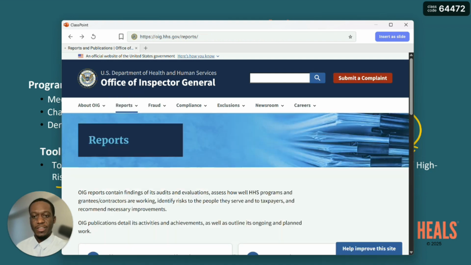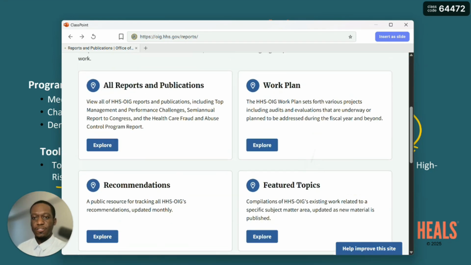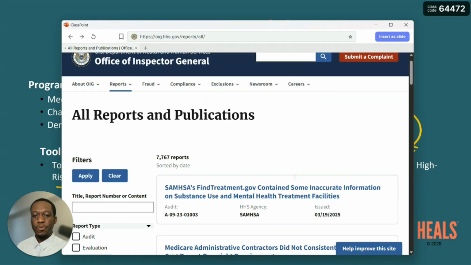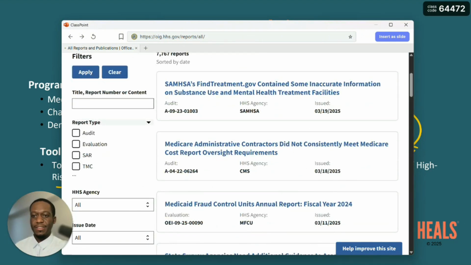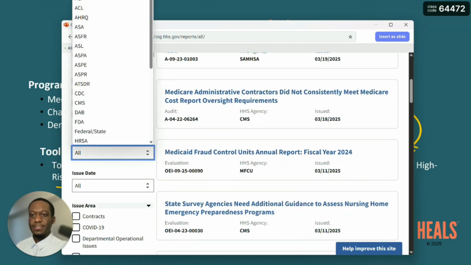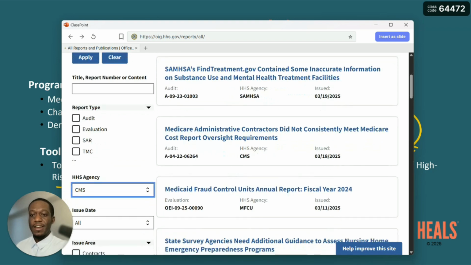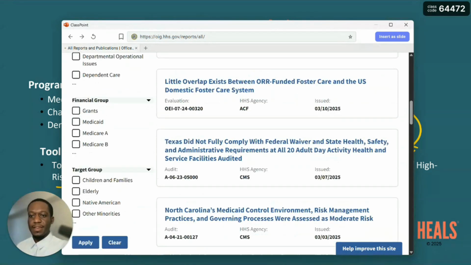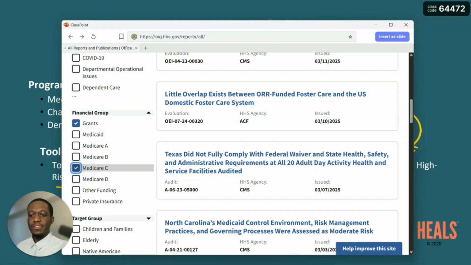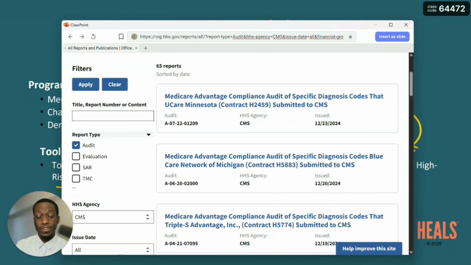And one place that I will go will be reports. And you get to the reports and you can explore all the reports here. And in our case, we are looking at CMS. So you can definitely look at CMS for risk adjustment work. We can look at audits, and we can get to Part C and apply. And now you can see several resources. That's what I talked about here.